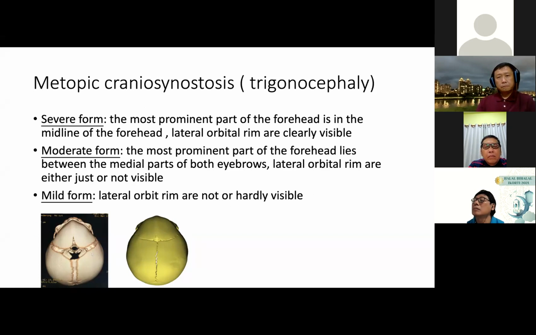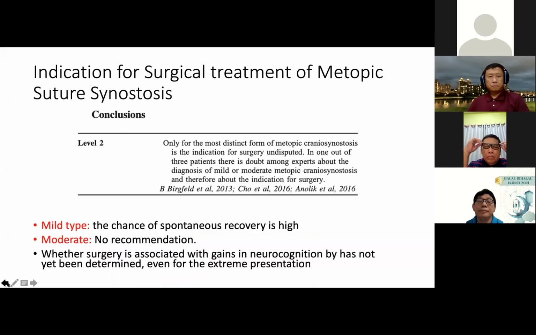So the second one is the moderate form. The moderate form is that when you see on the top of the skull, you probably can see or you probably cannot see the lateral orbital ring. For the mild form, usually you cannot see the lateral orbital ring. So how about the surgical indication? Right now, for the mild type, because the chance of spontaneous recovery is high, it's not recommended for surgery. For the moderate type, there's no recommendation. So the only recommendation for surgery is for the severe type.